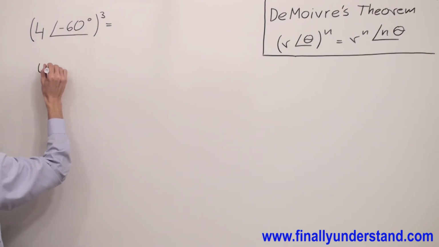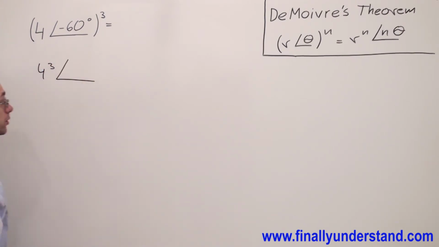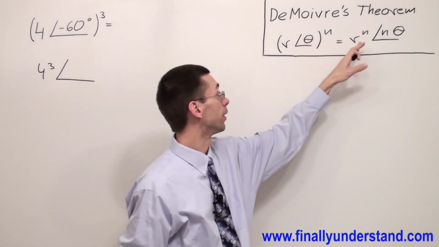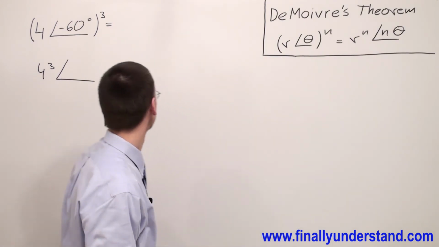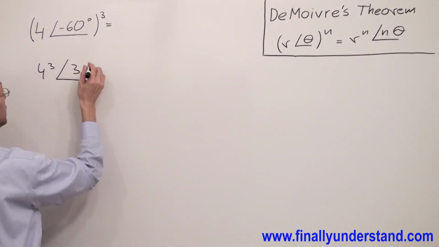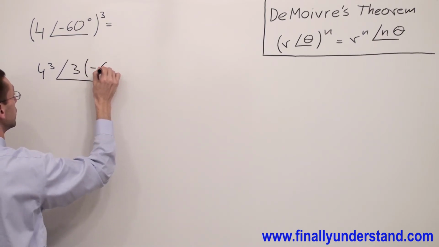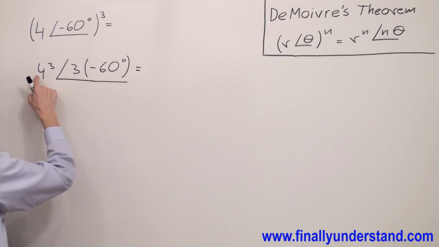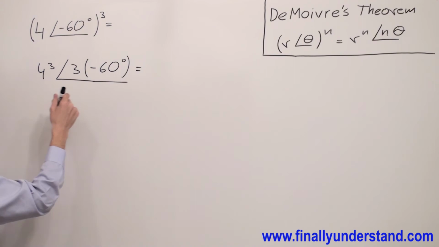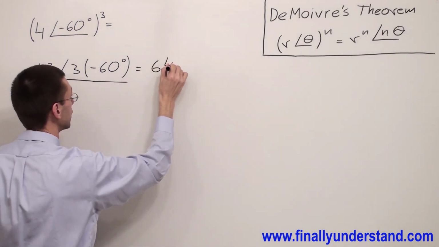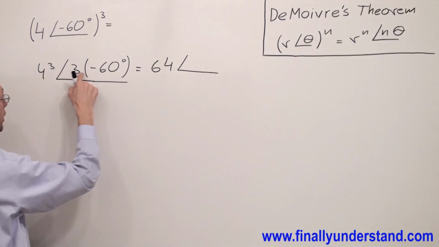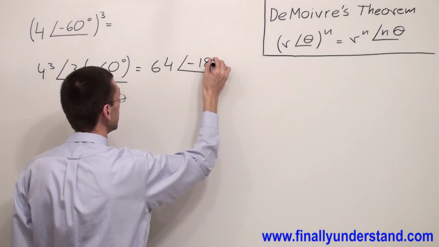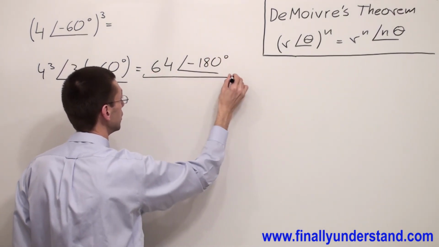So I have 4 to the third power. And according to the given formula, I'm supposed to multiply the angle by the power, times theta. So I have 3, my power, times theta, negative 60 degrees. This is equal, 4 to the third power is equal to 64. And 3 times negative 60 degrees is equal to negative 180 degrees. And this is the solution to my problem.